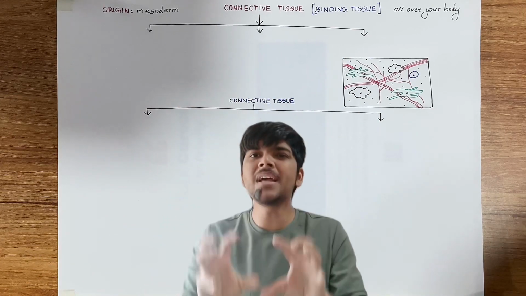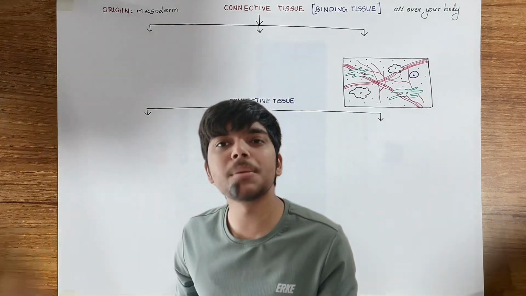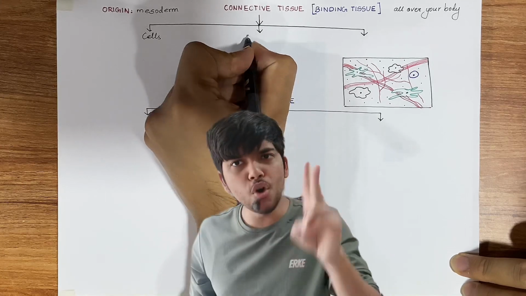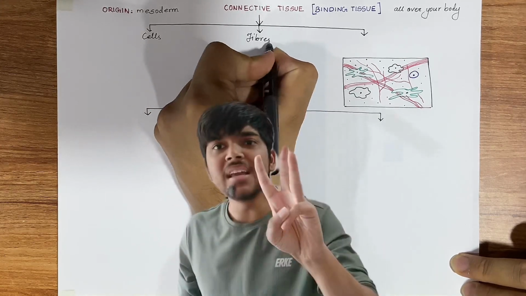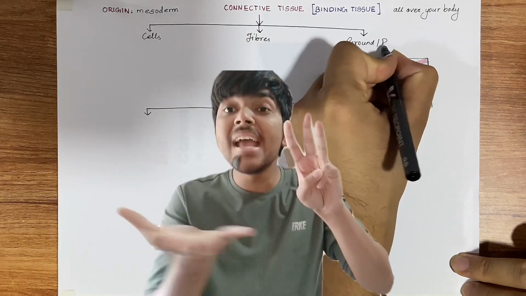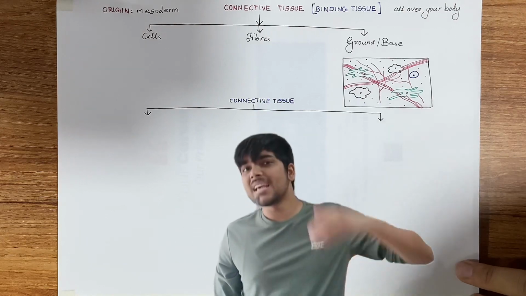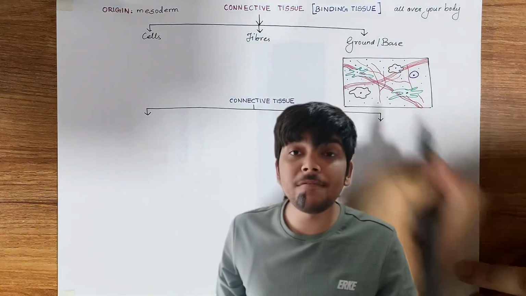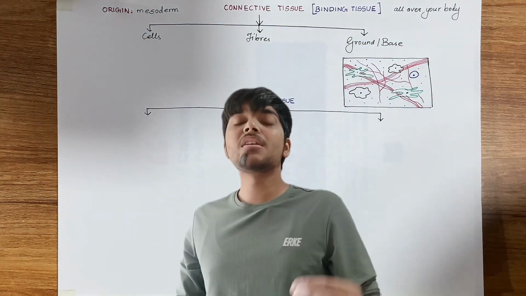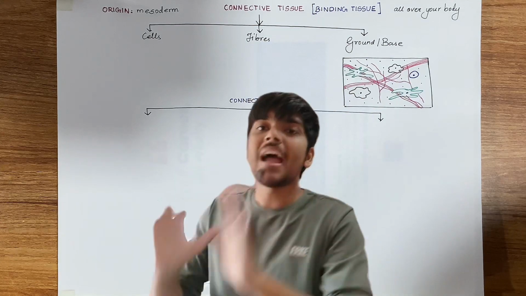Now there are some typical features a connective tissue has. And these typical features are the presence of three things. Number one, cells. Number two, fibers. And number three, these cells and fibers, they are present on a ground or a base. There are various types of cells, such as cells that secrete fibers, cells that do phagocytosis or eat pathogens, and then there are also cells that secrete matrix itself, and then there are fibers.